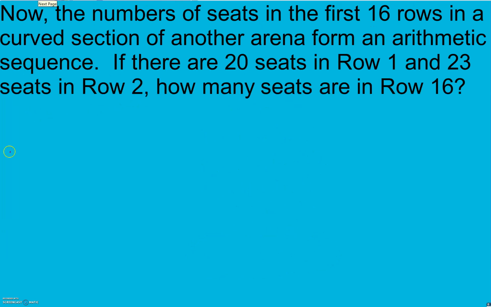Now, the number of seats in the first 16 rows in a curved section of another arena form an arithmetic sequence. If there are 20 seats in row 1 and 23 seats in row 2, how many seats are in row 16? So, we have row 1, row 2. Row 1 is 20, row 2 is 23. So, our sequence, if we were to list out all of our numbers, would be 20, 23, and then we'd add numbers along the way until eventually we got to row 16.